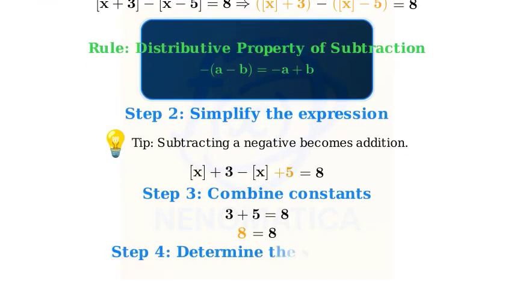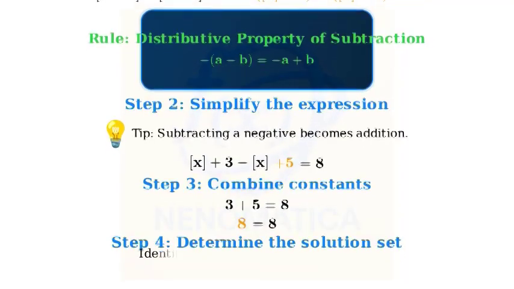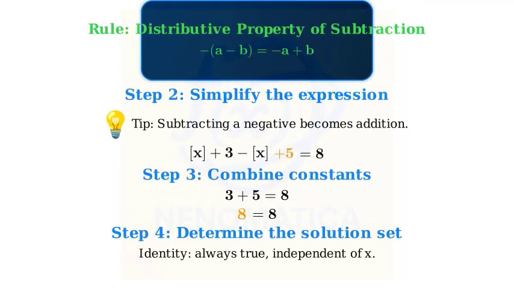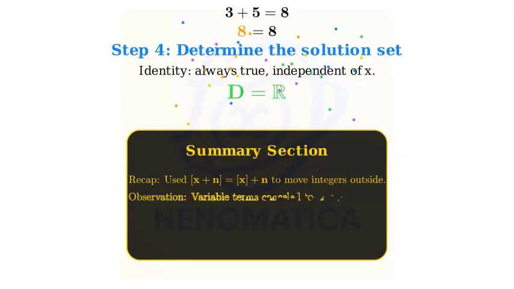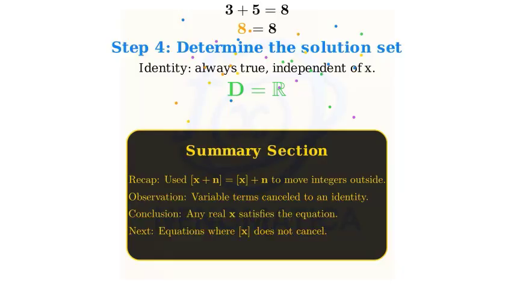Step 4. Determine the solution set. Because 8 equals 8 is an identity, it is always true. The equation holds for every real x. Therefore, the solution set is all real numbers. Let us summarize. We used the shift by integer rule for the floor function, canceled the variable terms, observed the constant identity, and concluded that every real number satisfies the equation.